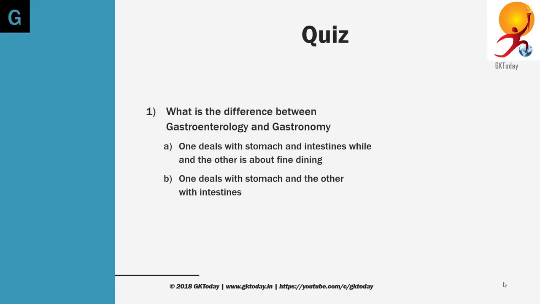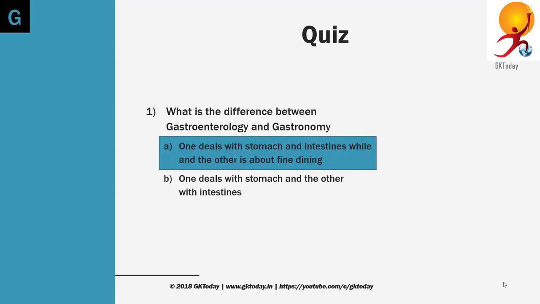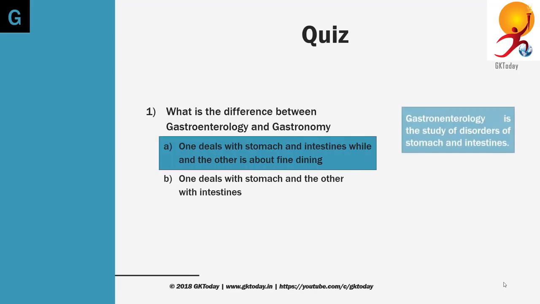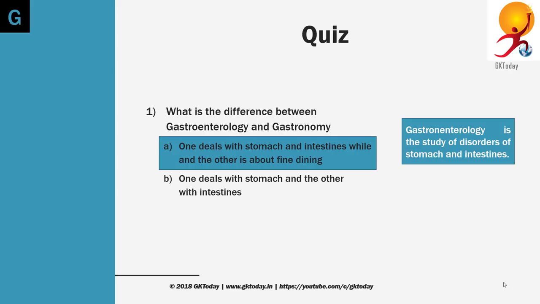So what is the difference between gastroenterology and gastronomy? Option A, one deals with stomach and intestines while the other is about fine dining. Option B, one deals with stomach and the other with intestines. The correct answer, of course, is option A. Why? Because gastroenterology is the study of disorders of stomach and intestines, while gastronomy is the art of fine dining.